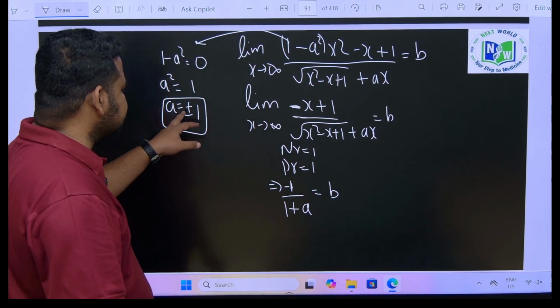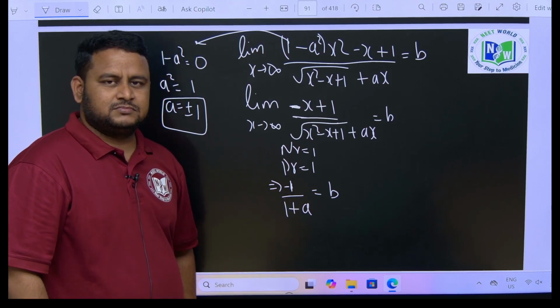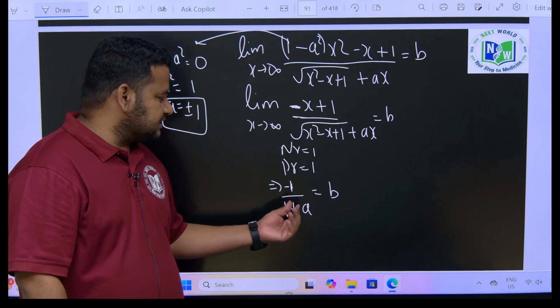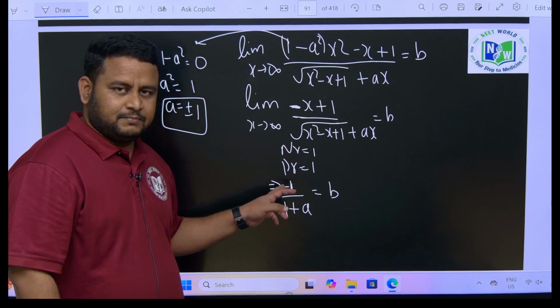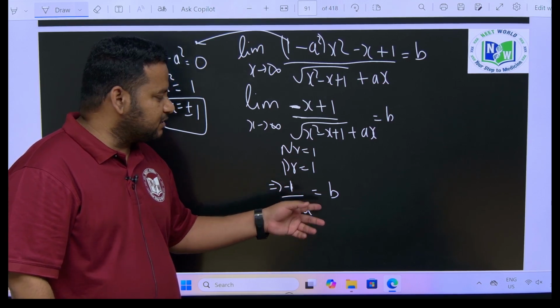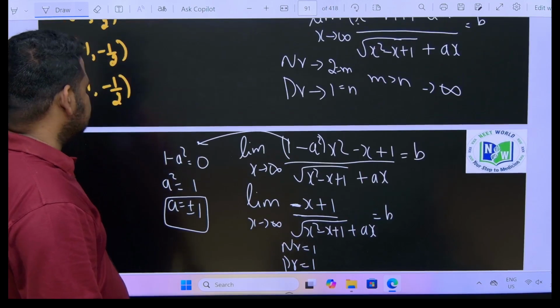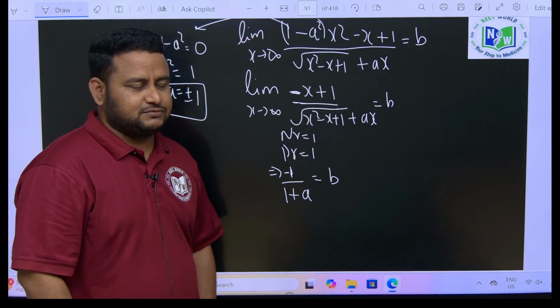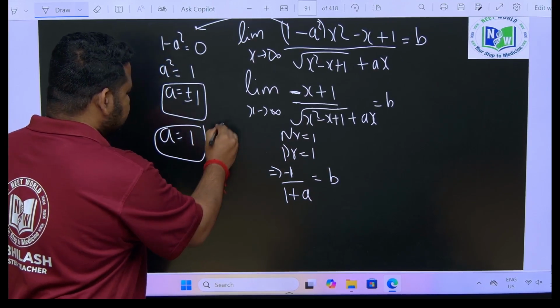Now we have a is equal to plus 1 and minus 1. Suppose I put minus 1. Then 1 minus 1 becomes 0, so it will be minus 1 by 0, which is infinity. B will become infinity, and that I don't want, because in the options for the value of b there is no infinity. So I cannot take a is equal to minus 1. Definitely I should take a is equal to plus 1.